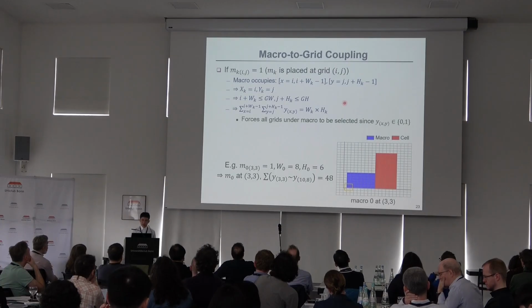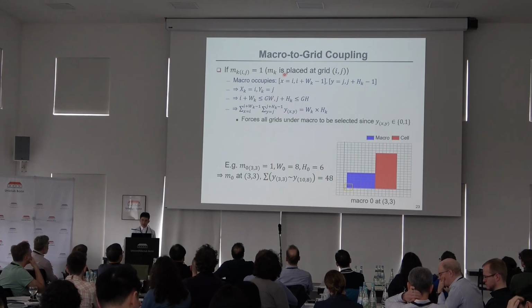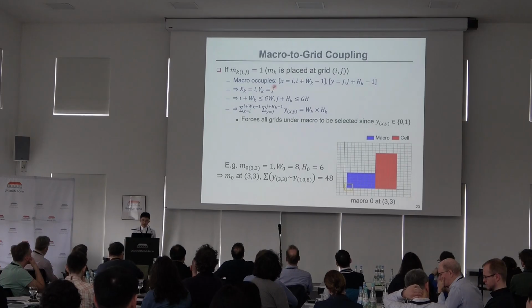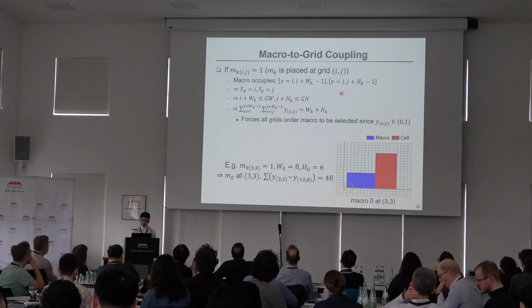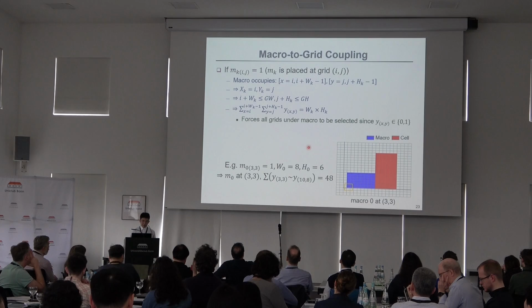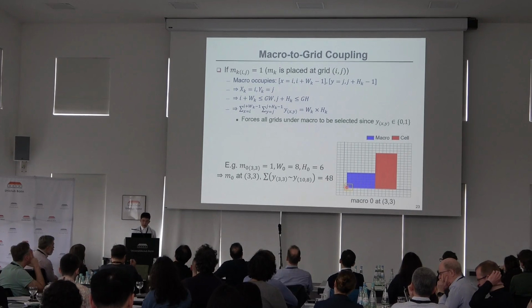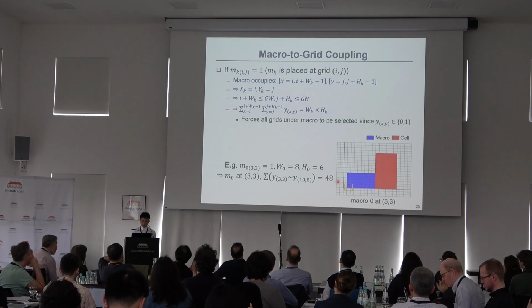These slides explain how we couple macro placement with grid selection. If MKIJ equals 1, it means macro K is placed at grid IJ. Then its lower left corner is fixed at IJ. We also ensure it does not exceed the boundary. Most importantly, once the macro is placed, all the grids covered by this macro must be selected. For example here, if macro 0 is placed at 3, 3, with the width being 8 and height being 6, then the total number of selected grids must be 48.